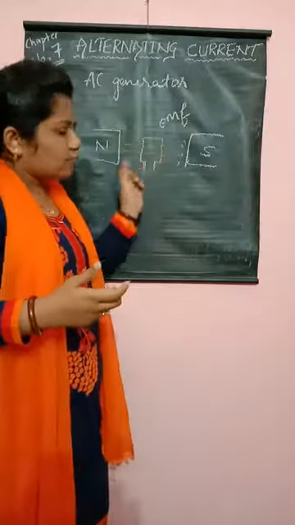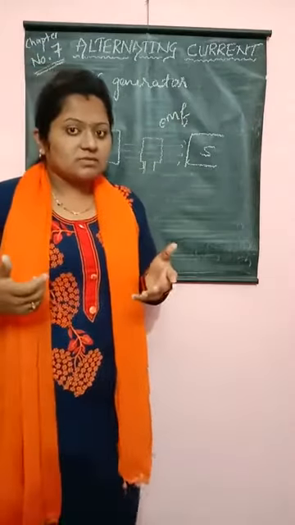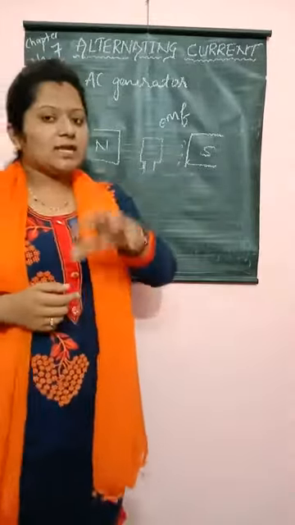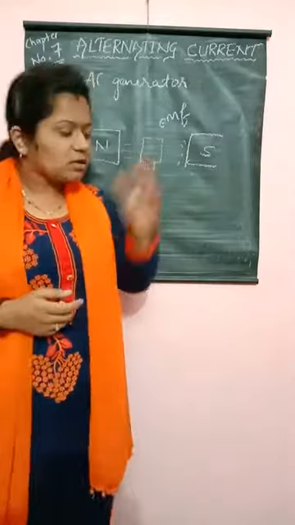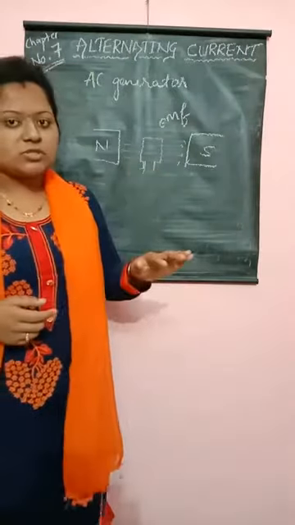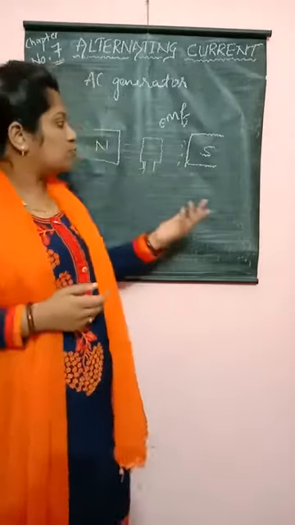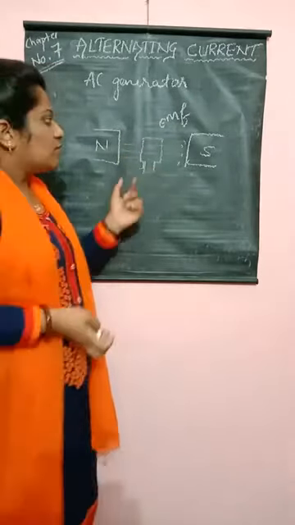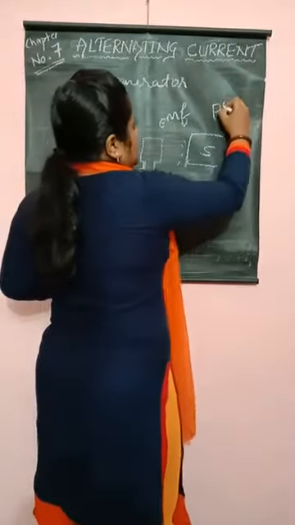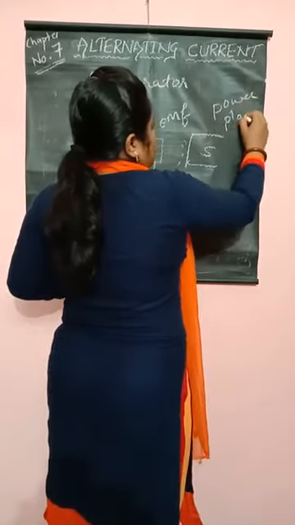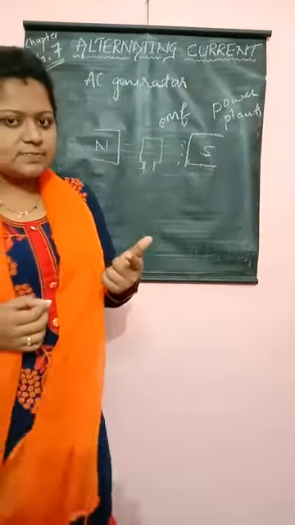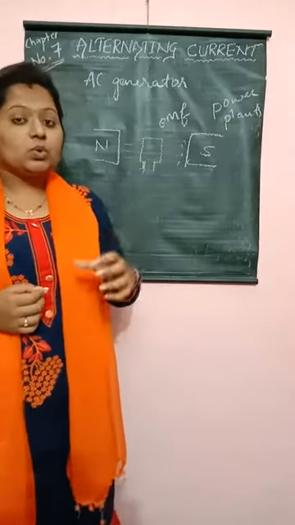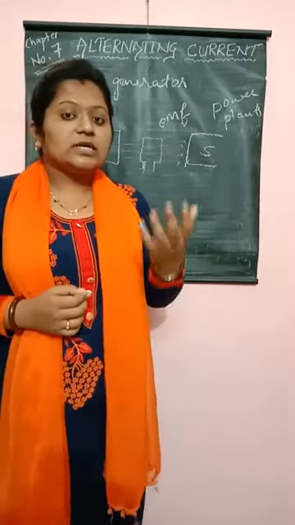Instead of this current carrying coil, we need turbines there. To rotate the turbines, we should apply mechanical work. And that mechanical work to rotate the turbine is not possible by human beings. No human can stand there and turn the turbines to produce AC. That's why we go through power plants. We have nuclear power plants, thermal power plants, hydro power plants, like that. Those power plants are giving the current to us.